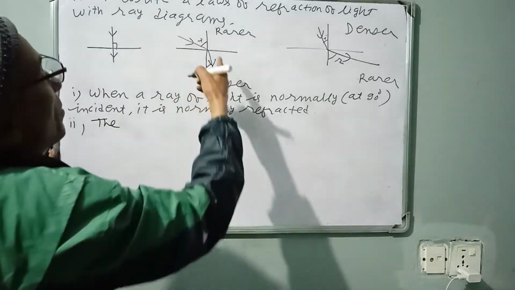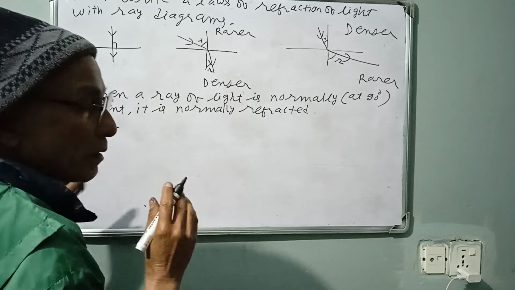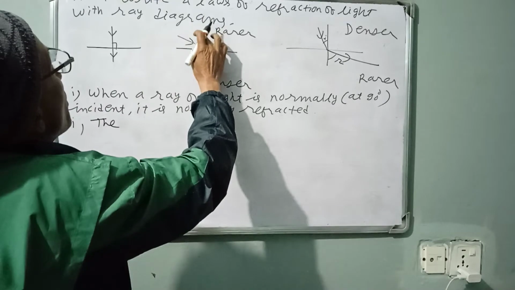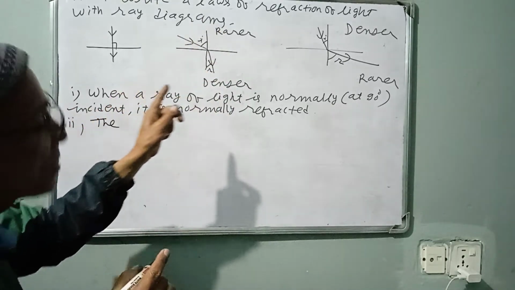Angle of incidence is not equal to angle of refraction. Just like in reflection, the angles are equal, but here angles are not equal. So it is not necessary to write down I is not equal to R.